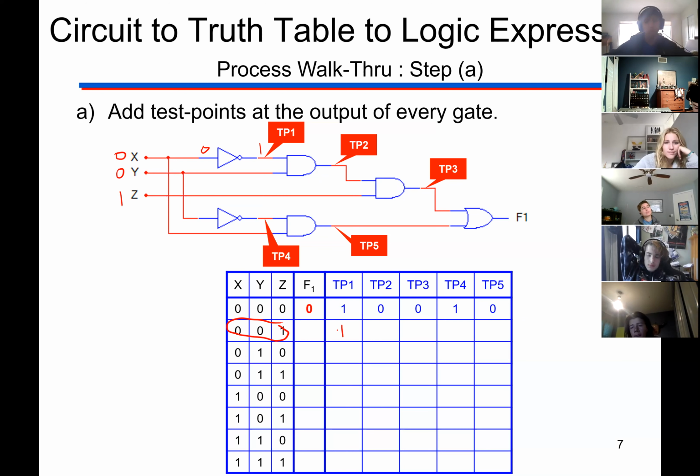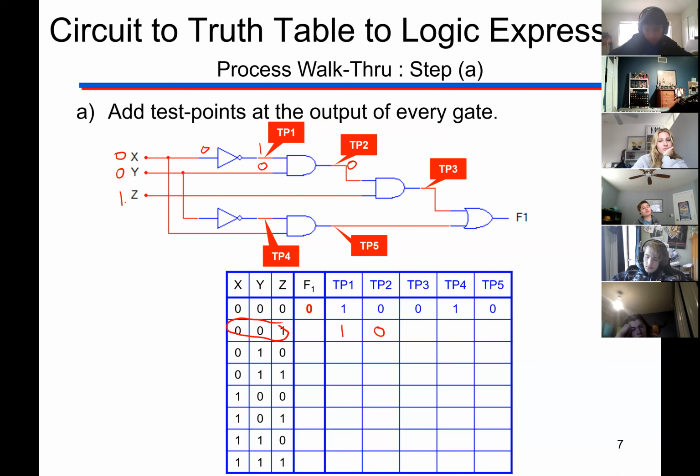And that's a 1 because the inverter switched it, but this Y coming in is still 0. So Nico, what's test point 2 going to say since there's a 1 and a 0 coming into that AND gate? 0, right? They both have to be on. So that's going to be a 0.